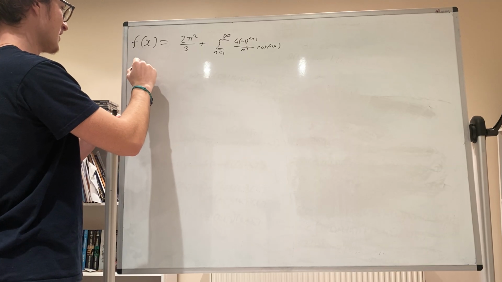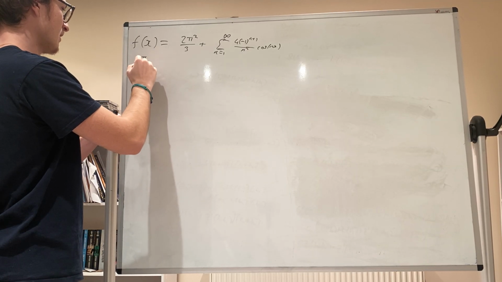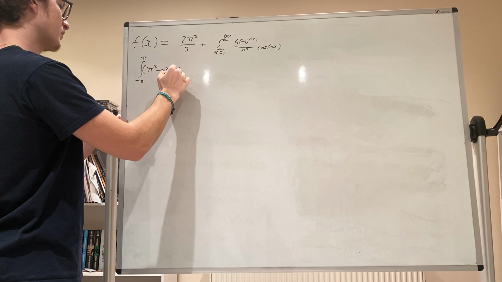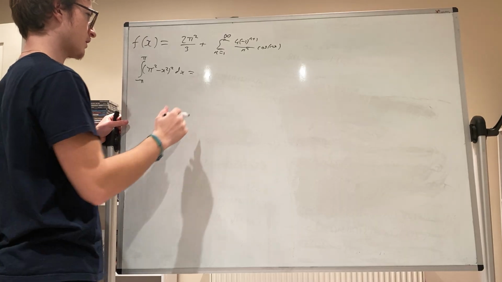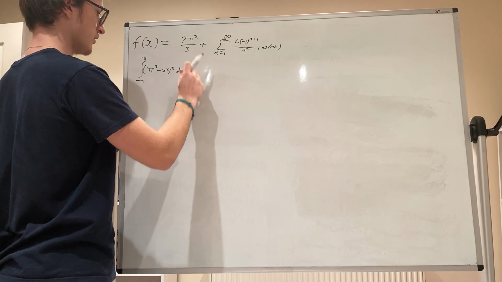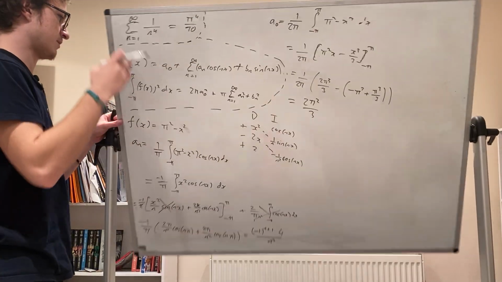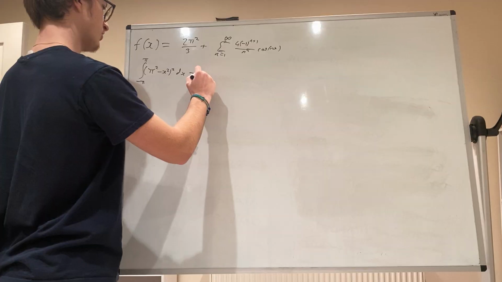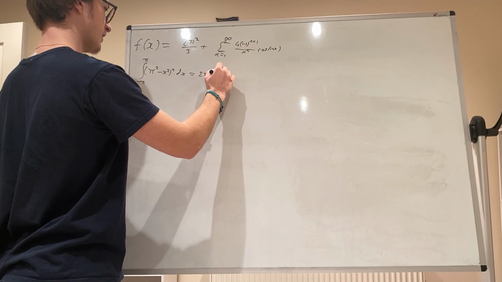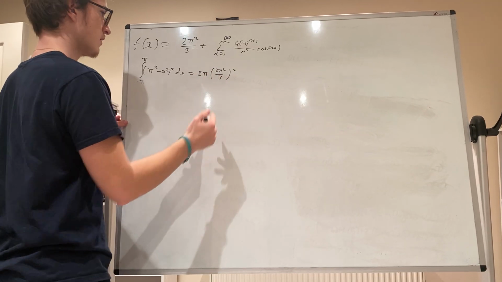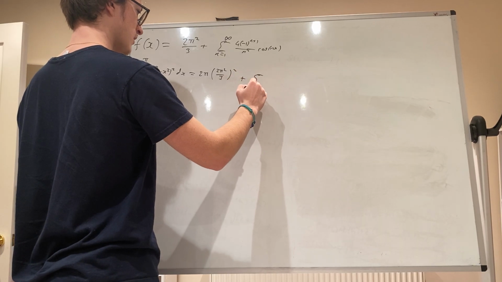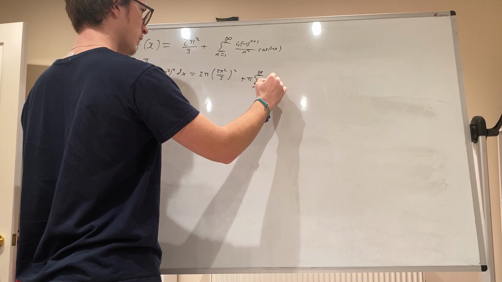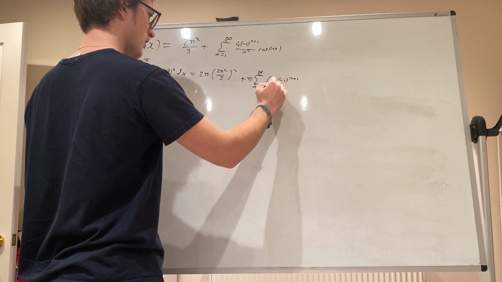So, what do we have? We have the integral from minus pi to pi of f of x squared, which is pi squared minus x squared dx, is equal to 2 pi times a0 squared, I believe. Yeah, 2 pi times a0 squared. So 2 pi times 2 pi squared over 3 squared, plus the sum, plus pi times the sum from n equals 1 to infinity of 4 times minus 1 to the n plus 1 all over n squared.